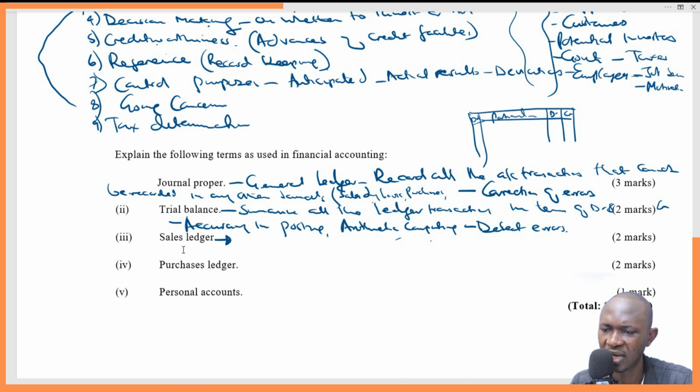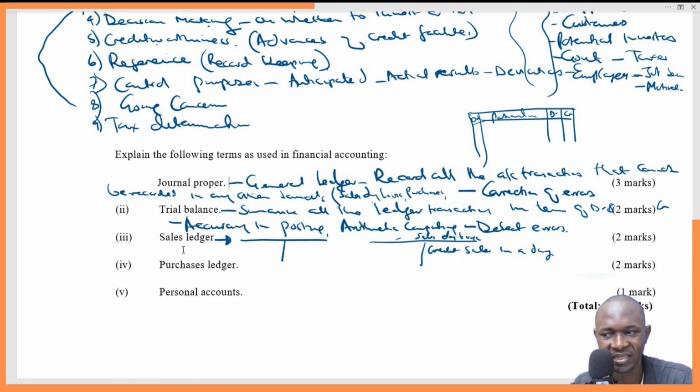Sales ledger, this is a ledger that is used to record all the sales that have taken place in an organization. There's a difference between a sales ledger and a sales day book. Sales day book is used to record all the credit sales in a day. It's called sales day book or sales journal. Used to record all the credit sales in a day.